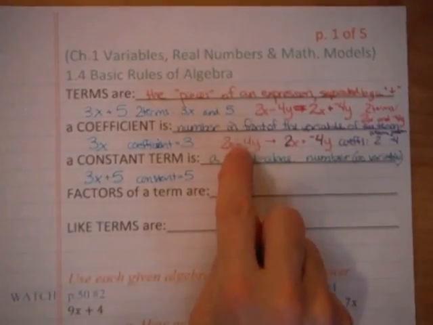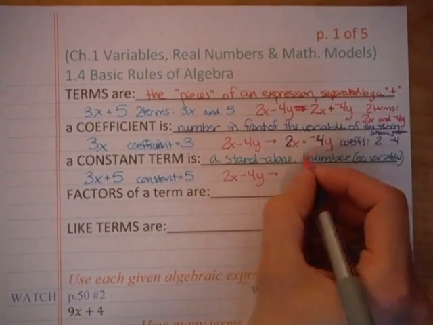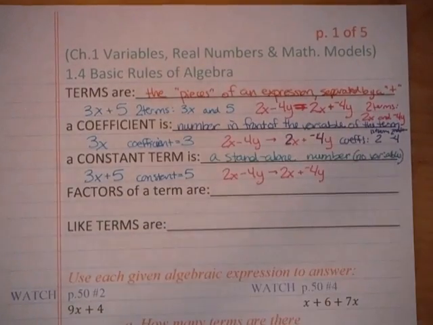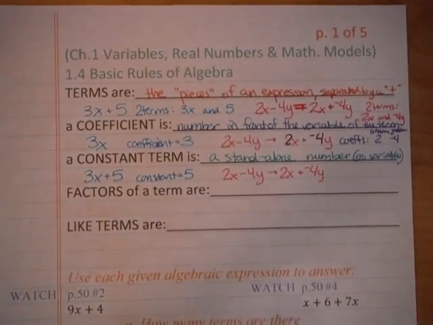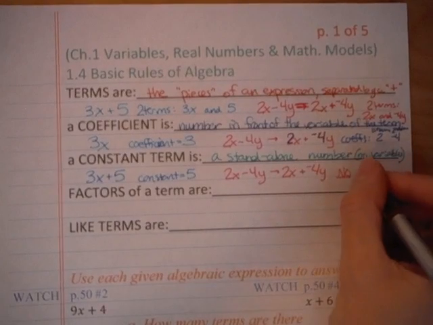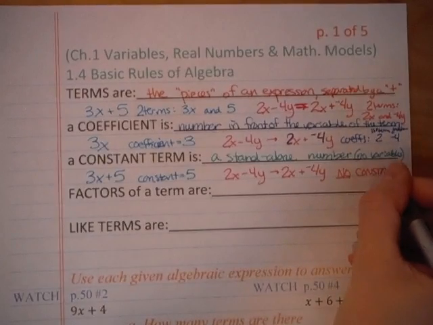And in our pink example, 2x minus 4y, which I want you to start thinking of as 2x plus a negative 4y, that will really benefit you. There is no constant in that one. Both terms have variables in them, so there are no standalone numbers.